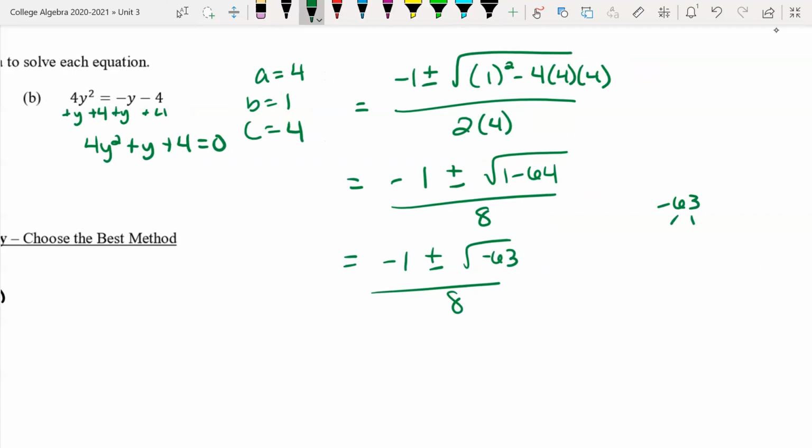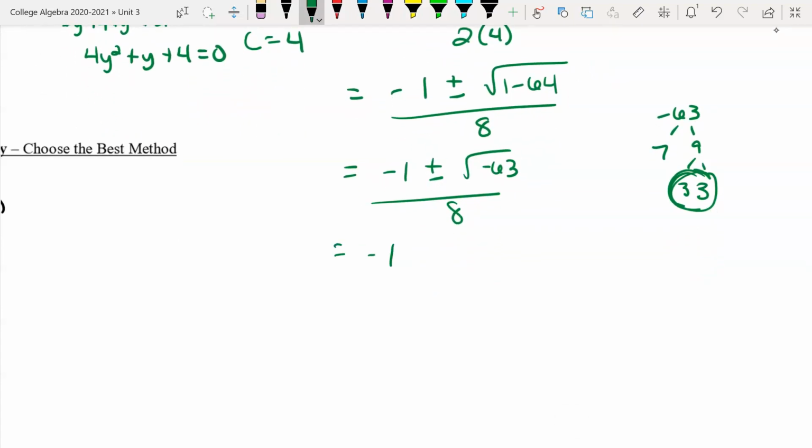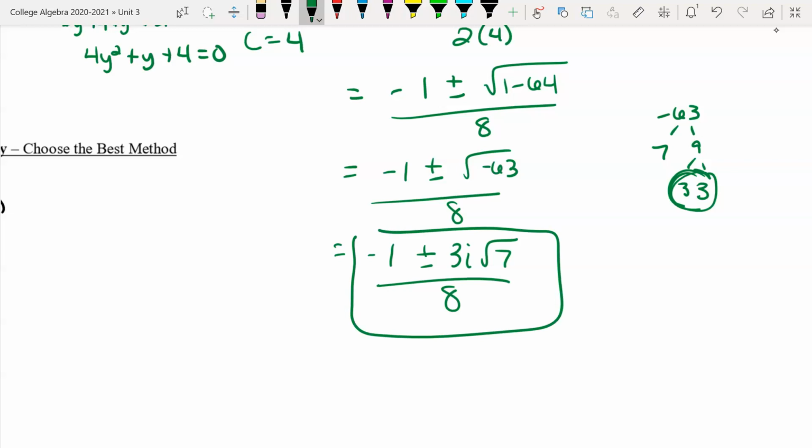Negative 63, break it down looking for pairs, right? So I could do 7 and 9, 3 and 3. That's a pair. So you're going to get negative 1 plus or minus 3i square root of 7, all over 8. If you can't simplify any further, that's what you would type in. That is your answer. So if you have an imaginary unit, normally you can't simplify any further. But be careful, you might be able to divide by the 8. This one you can't, just to make sure it is simplified completely.